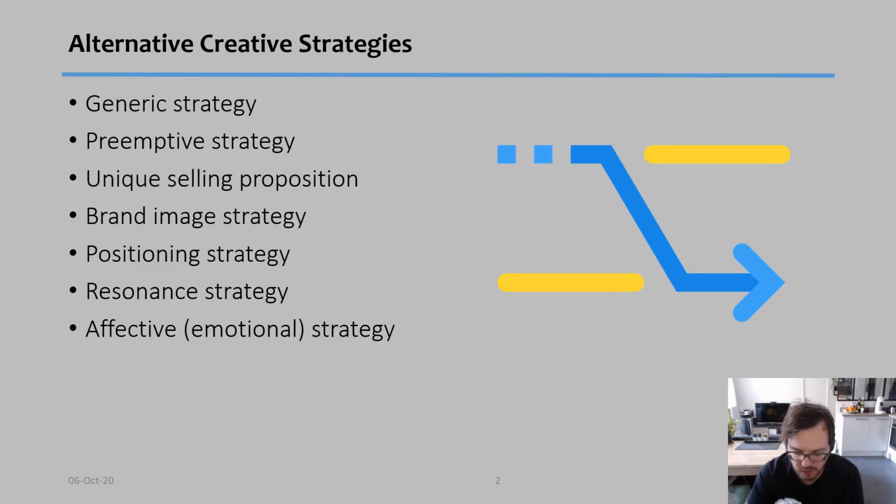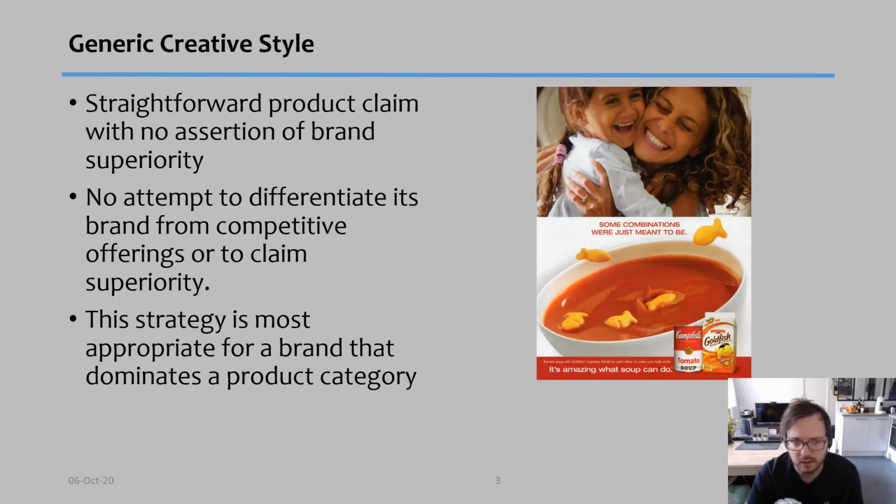the emotional strategy. The generic creative strategy or style is something a little bit straightforward. So it's a straightforward product claim with no assertion of brand superiority. In other words, it's just saying, hey, here's the product and here's what it does. It's a relatively simple message. There's no attempt to differentiate the brand from competitive offerings or to claim superiority. In other words, they're not trying to say that we are better than the competition or that we do something better than them. And this strategy is most appropriate for a brand that already dominates a certain product category.